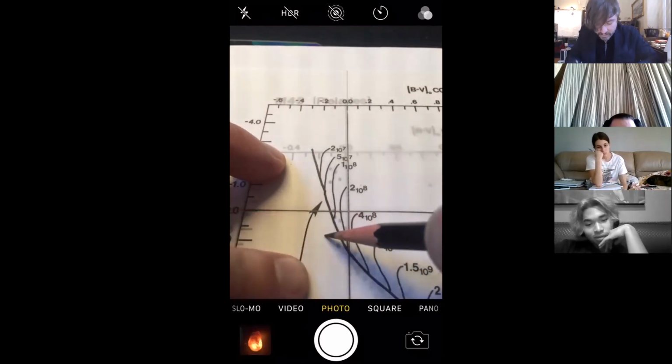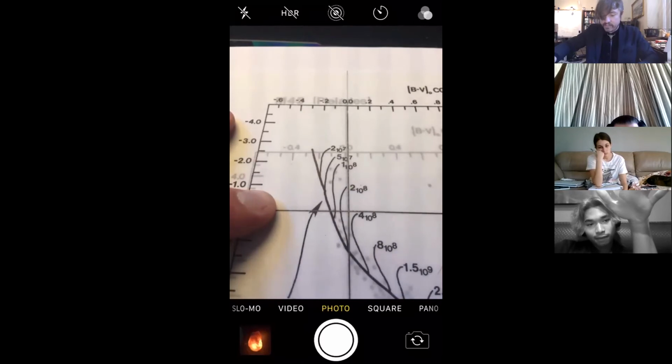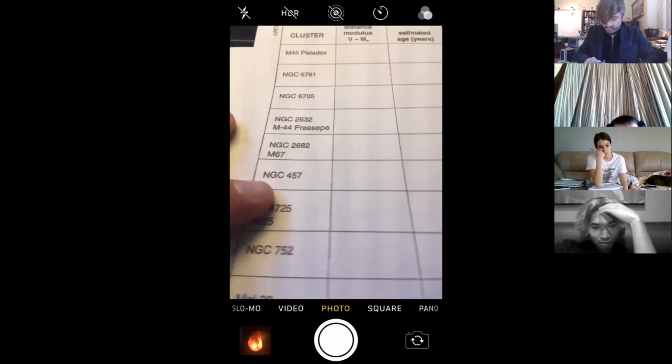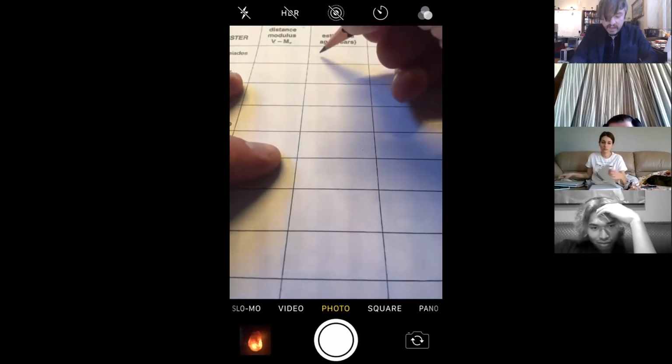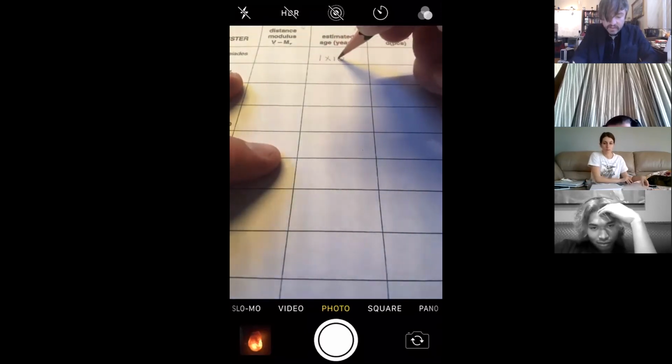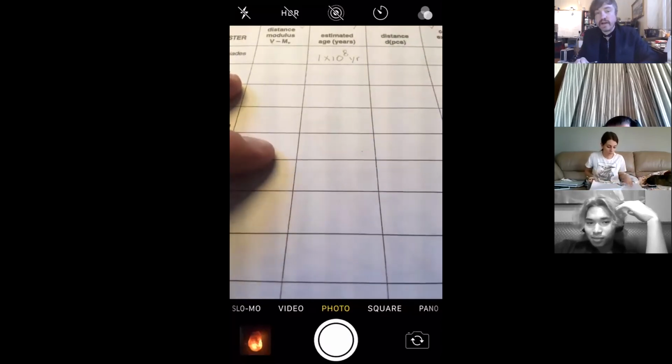My phone is freezing up here. Actually, I think 1 times 10 to the 8 is a good measurement. That's where we can see stars going up this red giant branch. So for Pleiades, Christopher has just dated the cluster. The estimated age is 1 times 10 to the 8 years. Can you guys fill that out for me?